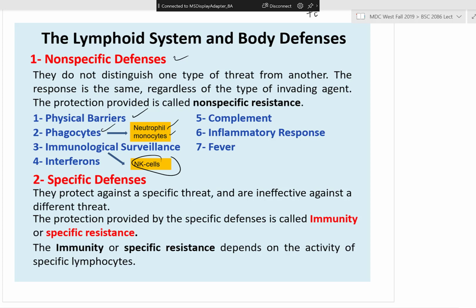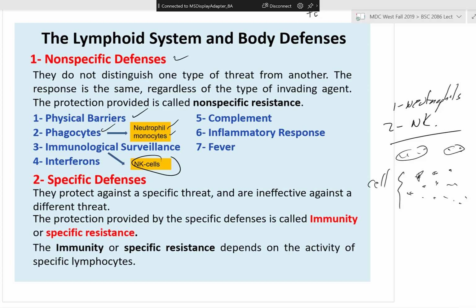Now, what do you have now? Since neutrophils are killing, and natural killer cells are killing, you're killing bacteria. So what do you have now? You have a lot of cellular debris, correct? So this is cellular debris. All right? Now, who's going to clean the cellular debris?